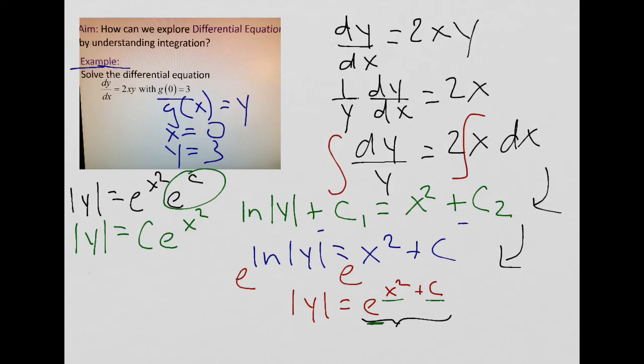This is called our general solution, but we need a particular one. So we're going to work on that. So make sure you get down the general solution. We're going to work on a particular one because here we have absolute value. We're going to talk about that. Let me know if you have any questions.